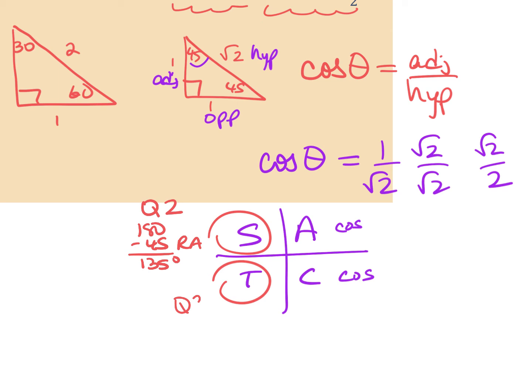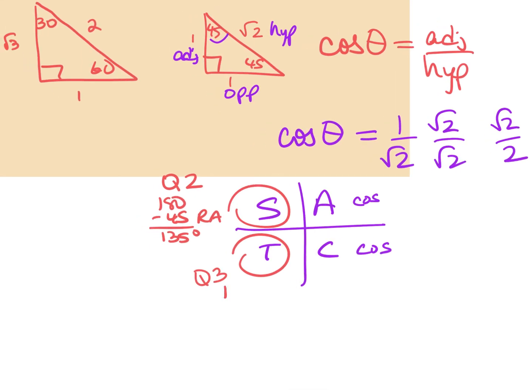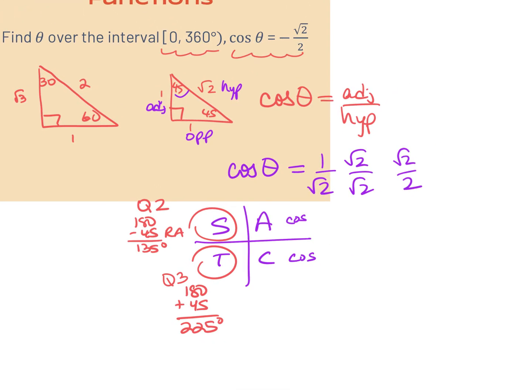In quadrant 3, we're going to take 180 and we add the reference angle. And the angle there will be 225. So these questions are going to have sometimes 2 answers, sometimes 4 answers. So in this case, where cosine of theta is equal to negative root 2 over 2, it's going to occur when you're having an angle that's 135 and 225.